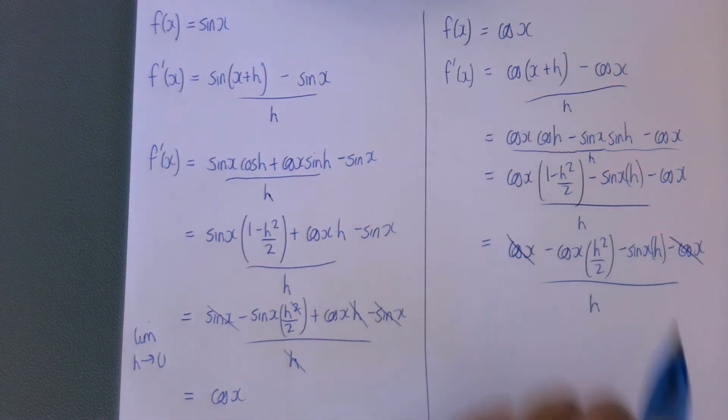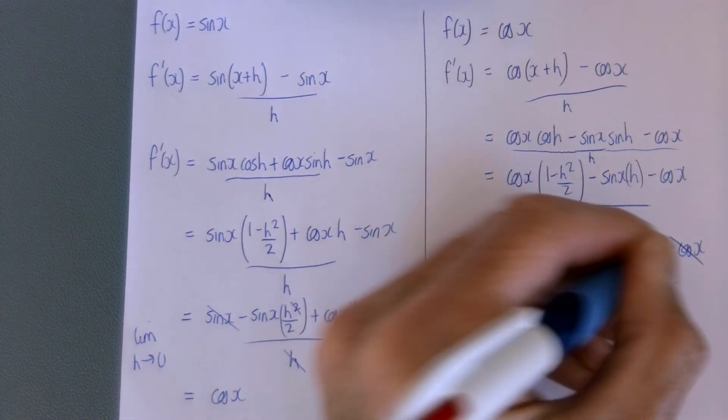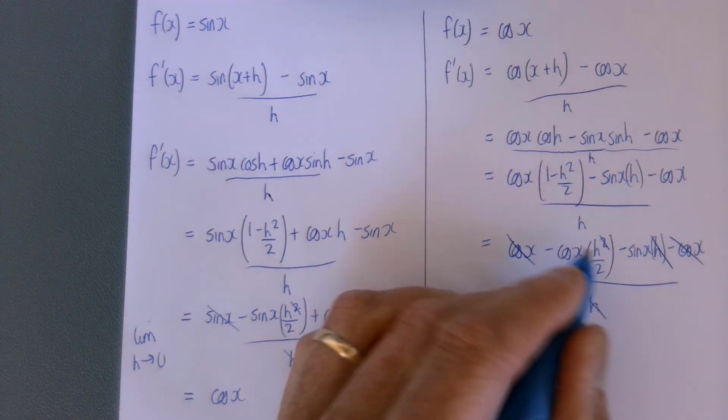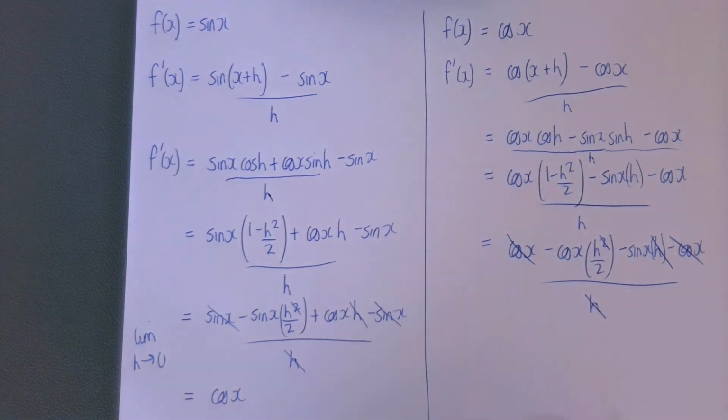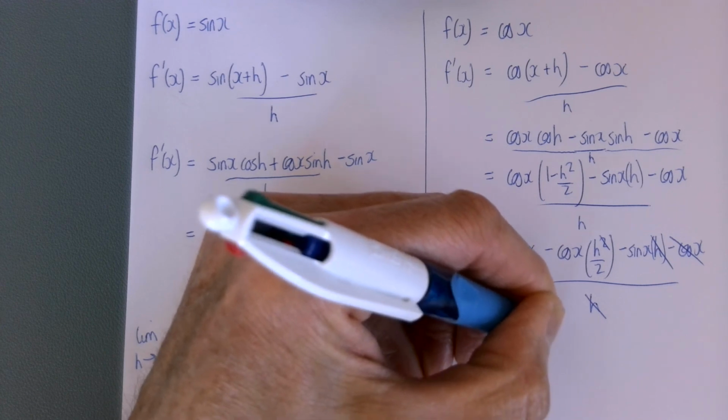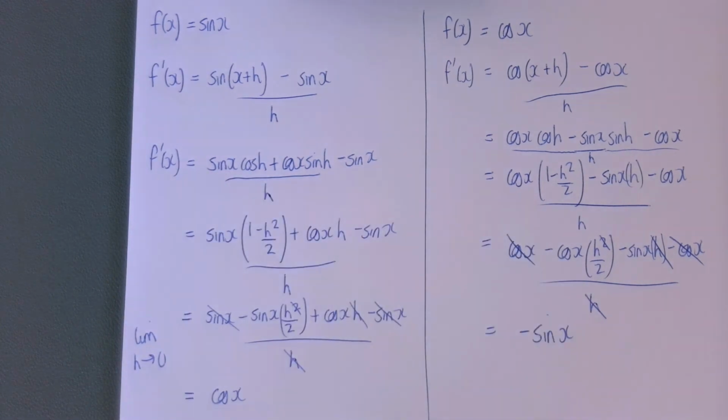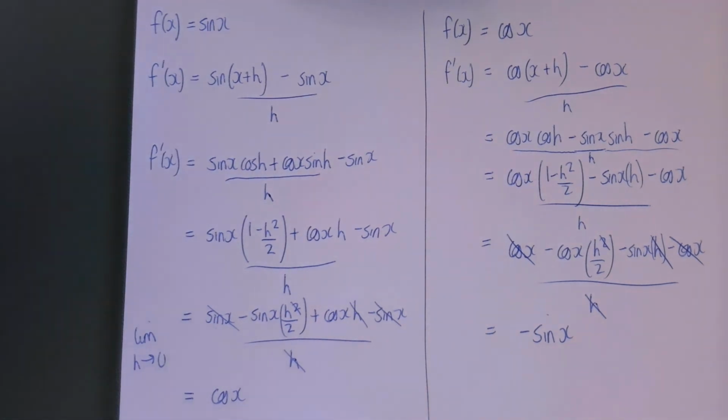I've then got an h in everything that's left, so I can divide everything by h, this term becomes 0, so you're left with minus sine x, which is what we were expecting. It is definitely worth practicing those two, but that's paper 2, remember, paper 2.